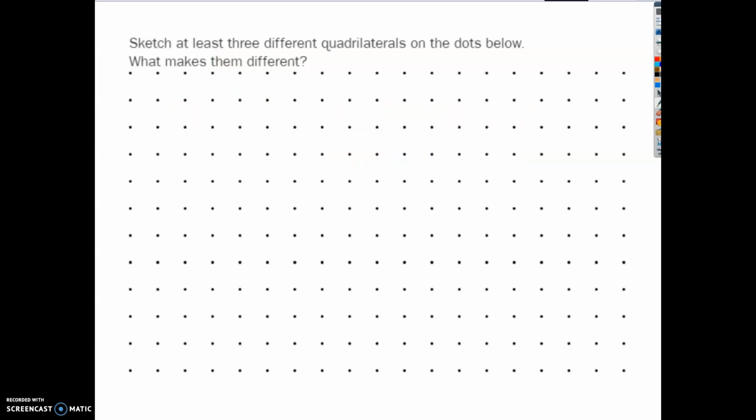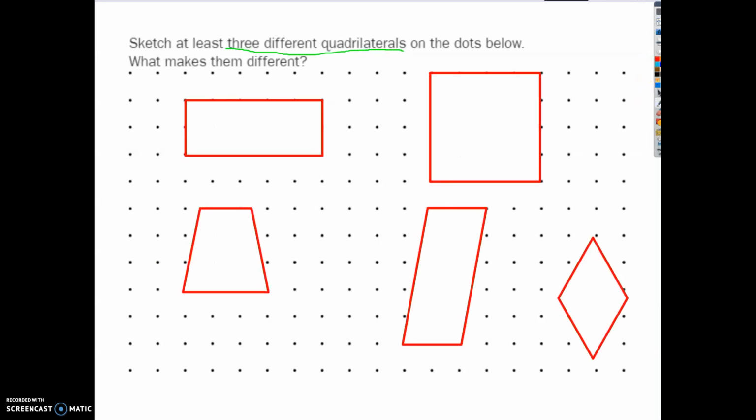In your folder for this week, there was a piece of dot paper that looks kind of like this. I want you to find it and get it out and take some time to sketch, connect the dots to make 3 different quadrilaterals. And then we're going to talk about what makes them different. Pause my video and go. Hello, gang. I'm back. And I made more than 3, but that's okay, because you may have made some of the same ones I did and some different ones. So let's talk about what makes these different.